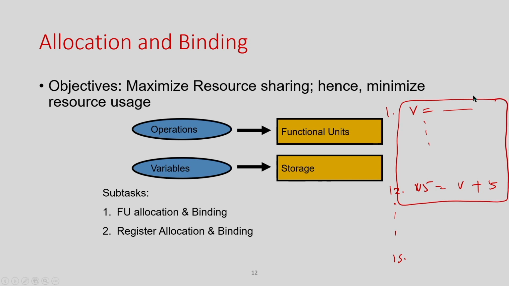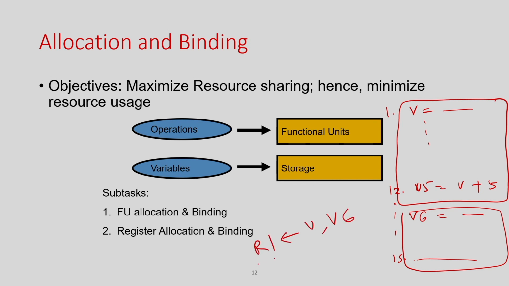So, I do not need to store this after line 12, because after that the value of v will never be used, right. So, if there is another variable, say v6, defined here and used here, I can actually store this v6 and v into a single register, say R1. This is the way I am going to identify how many registers I need.